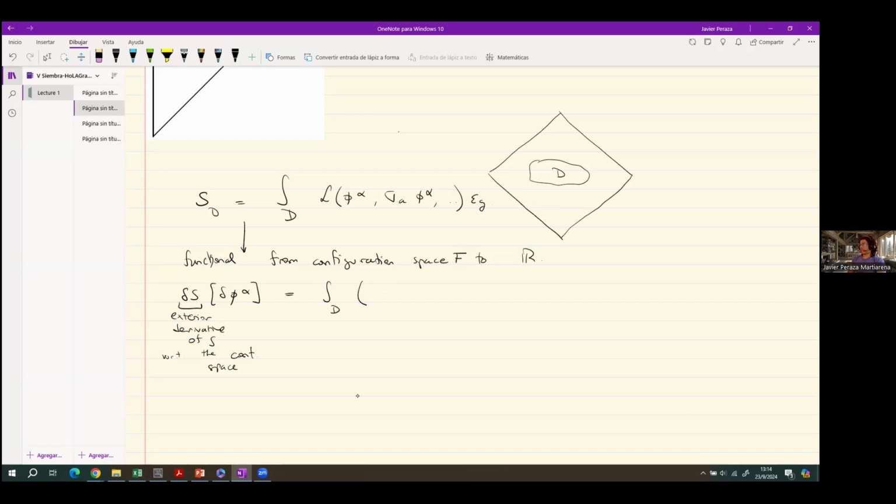The first one is the Euler-Lagrange term. Let me write it like this, and then we have this extra thing. Plus, and now comes a boundary term. This boundary term, of course, is really important in what follows, because from here we are going to define the symplectic structure. So these are the well-known Euler-Lagrange equations.